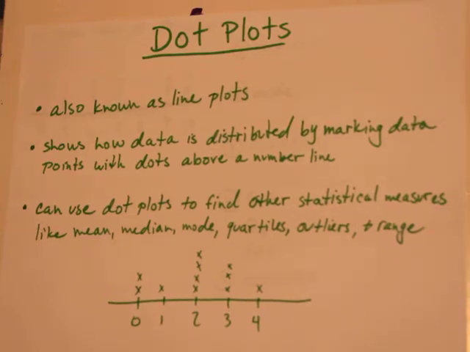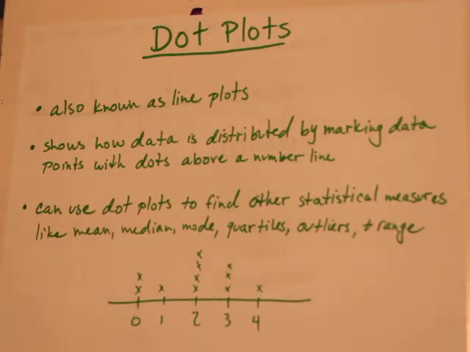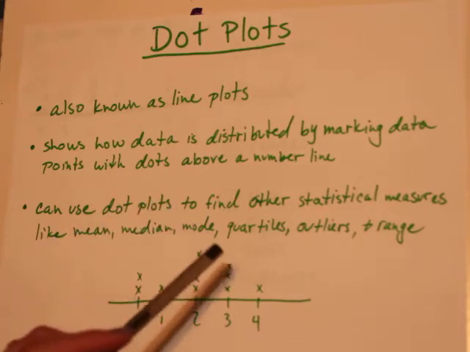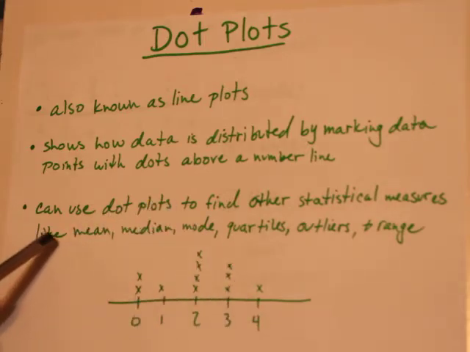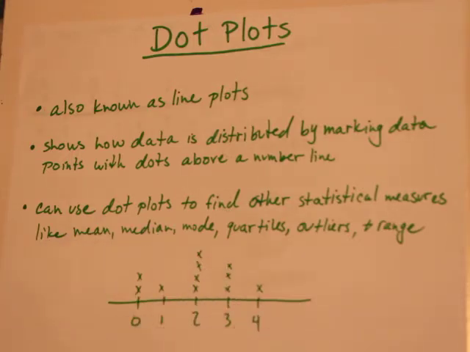Okay, next up we're going to look at dot plots. Dot plots are also known as line plots. They show how your data is distributed by marking data points with dots or X's above a number line. And you can use dot plots to find other statistical measures like mean, median, mode, quartiles, outliers, and range.